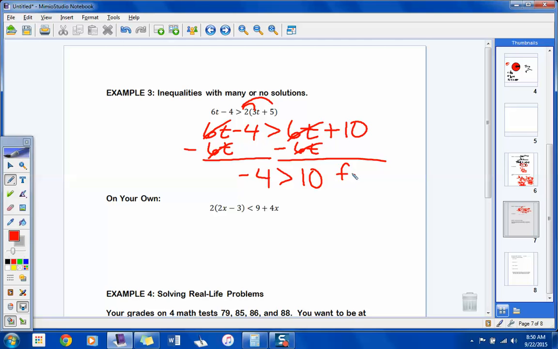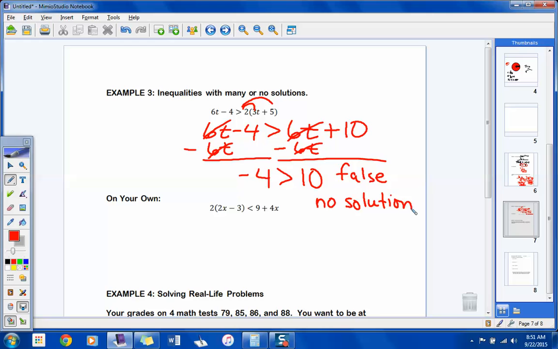So if anything like that ever happens where variables just dump on both sides and you get a false comparison, what do you think this means about the number of solutions here? There's not going to be a solution here. No solution. There is no solution. Okay? Now what do you think would happen if the statement would have turned out true? What would you have said there? Instead of no solution, you might say many solutions.